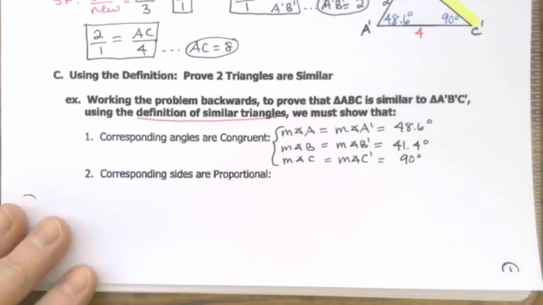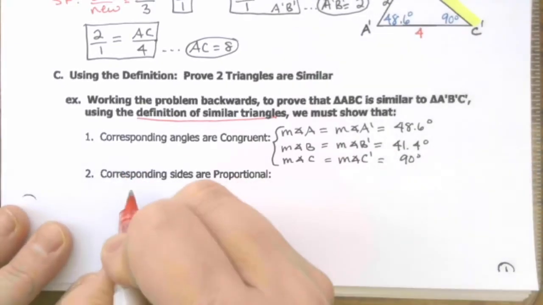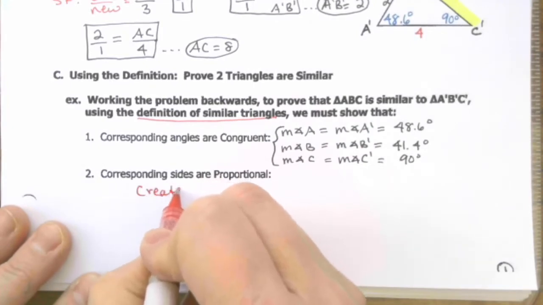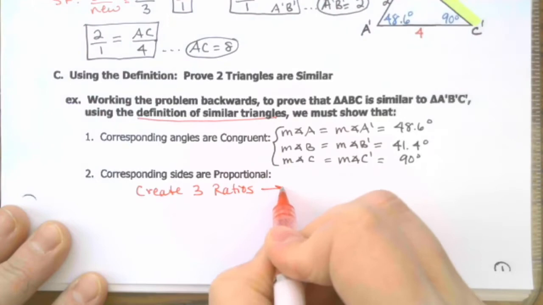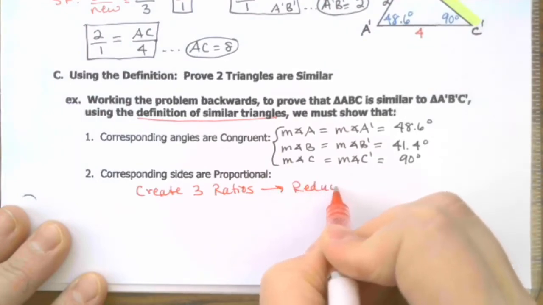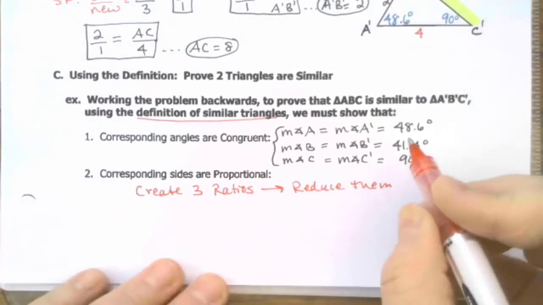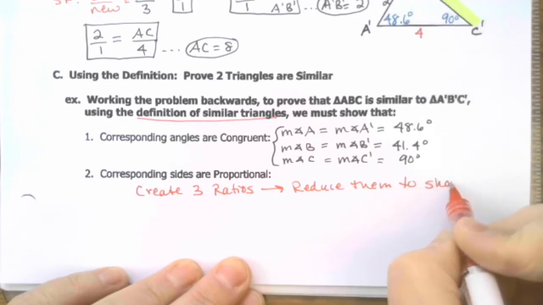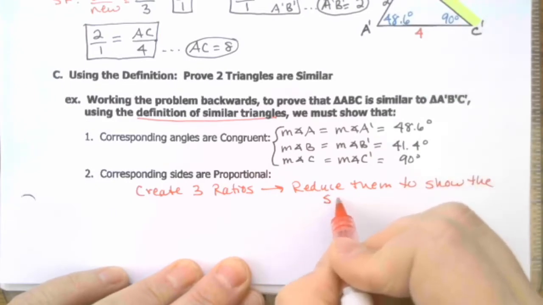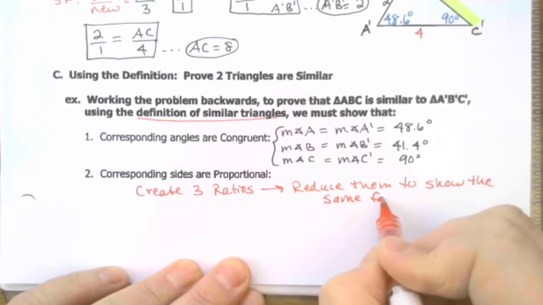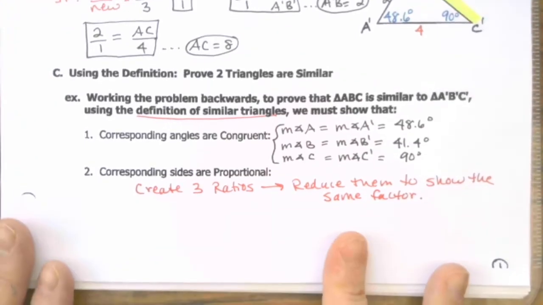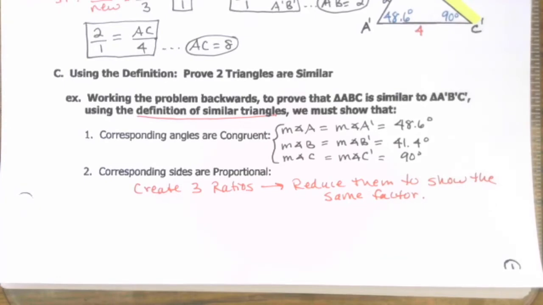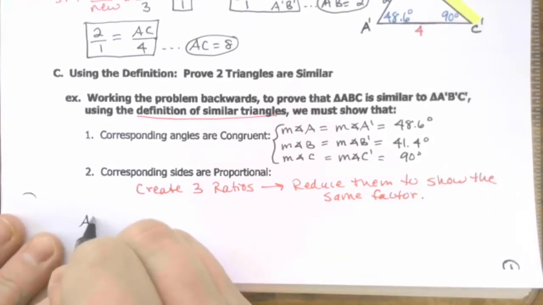This is a little bit more complicated than the angles. What we're going to do is create 3 ratios of sides, and then we're going to reduce them to show the same scale factor. If they are similar, all 3 ratios should reduce to the same scale factor. Okay, so here we go.